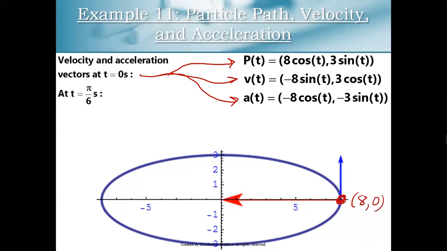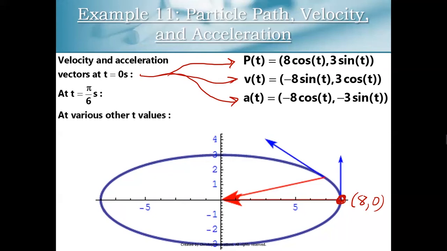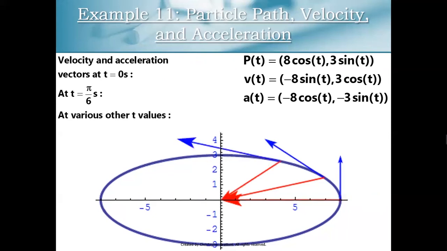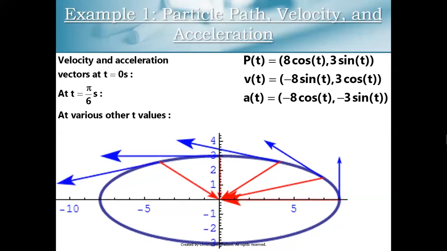We could keep adding more, right? So we have at t equals pi over 6 seconds, you do the same thing, just a lot of plugging in and plotting, so on and so forth. Again, we could see the velocity vector and the acceleration vector as our particle moves along this curve. I'm just going to press forward a few times so we get a more full picture.